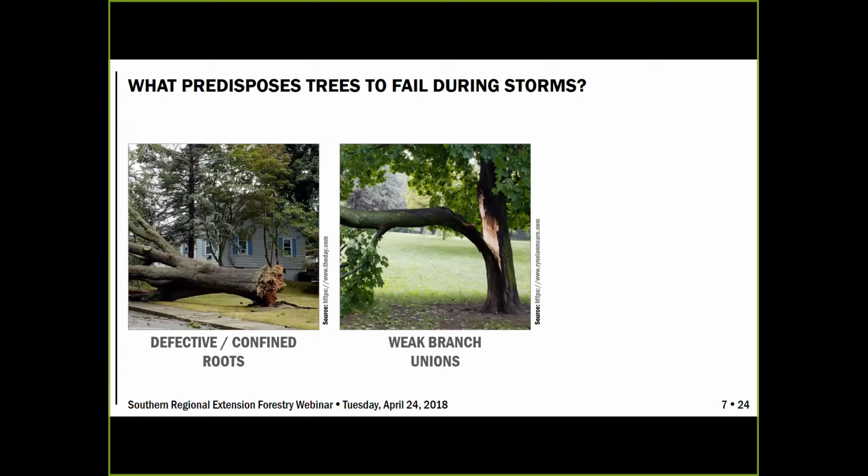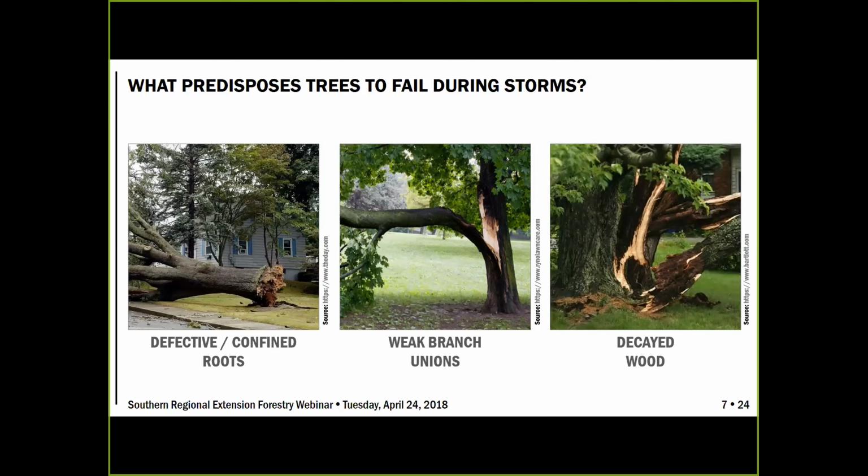Another feature of trees that often predisposes them to failure is weak branch unions. In this particular maple here, we see a weak branch union that had accompanying it included bark. Included bark is when you have two stems of similar diameter growing up against one another, and as they grow larger in diameter, bark becomes entrapped between the two stems, and this will often induce decay, which is the darkened area that you see right above the healthy sapwood where the break occurred.